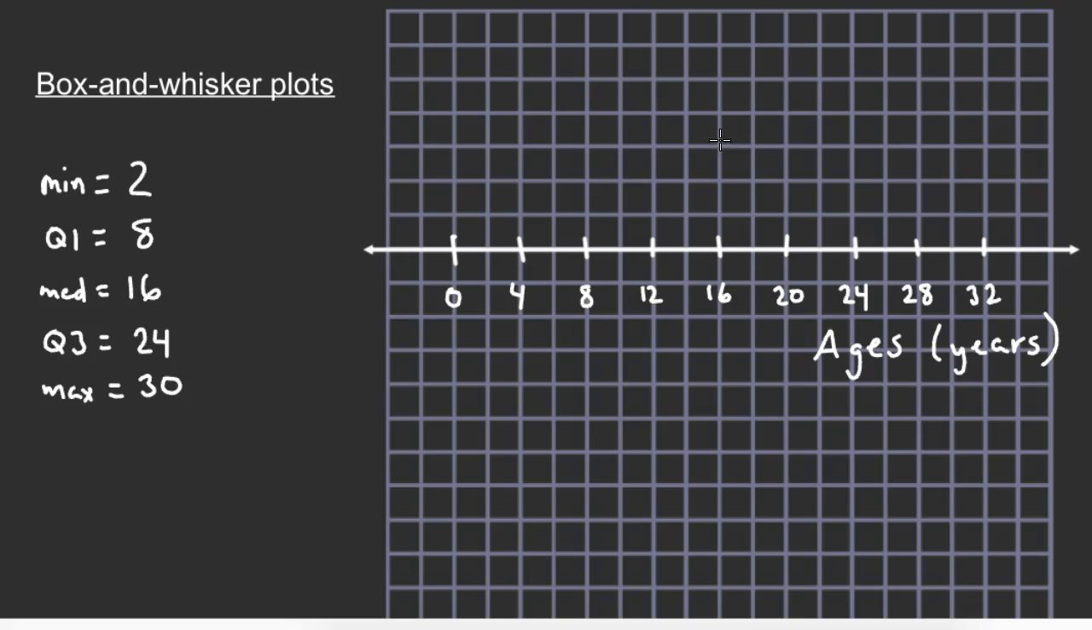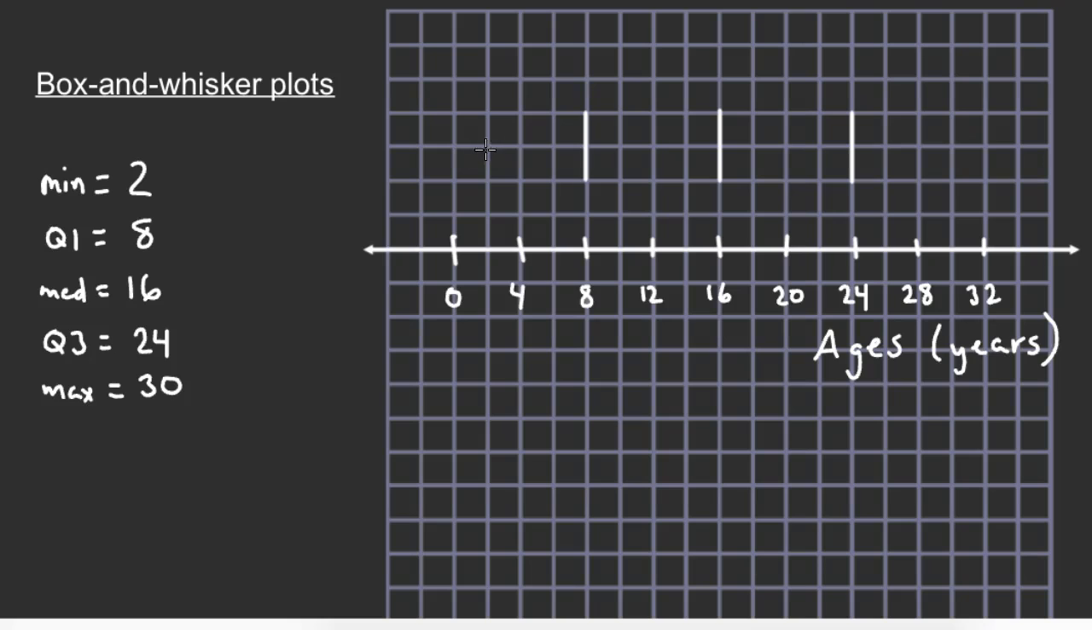So with a ruler, we're going to draw a little bit of a bigger line for the median. And then we'll do the same thing for quartile 1. So quartile 1 is at 8. So I go to my axis at 8 and draw a line at 8. And then we also have quartile 3 at 24. Okay, and then we're going to do the whisker part.